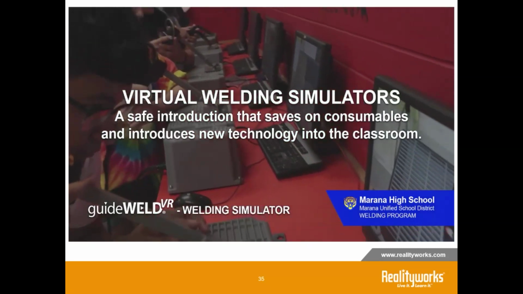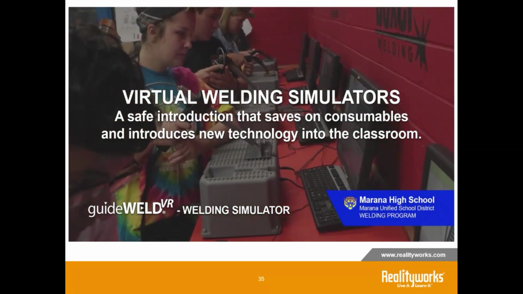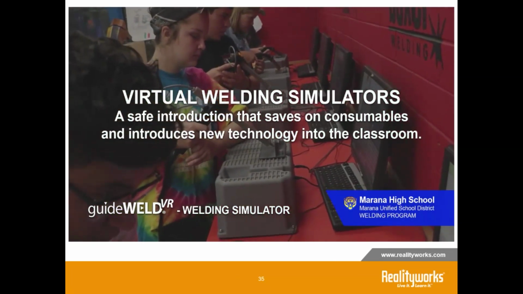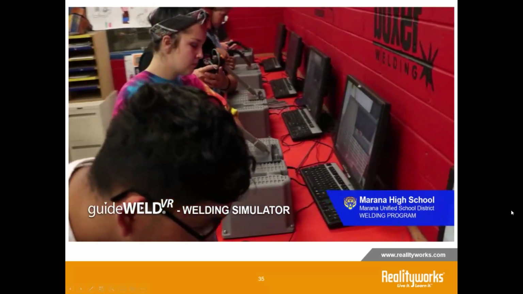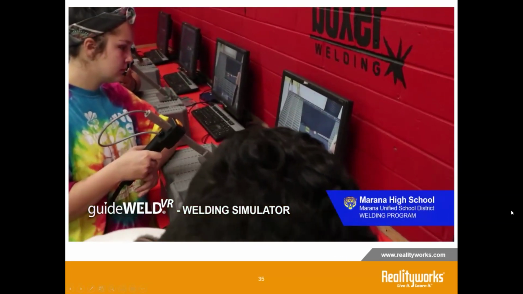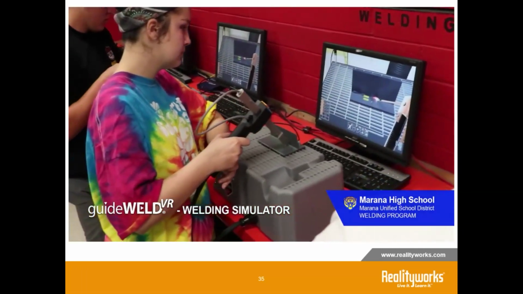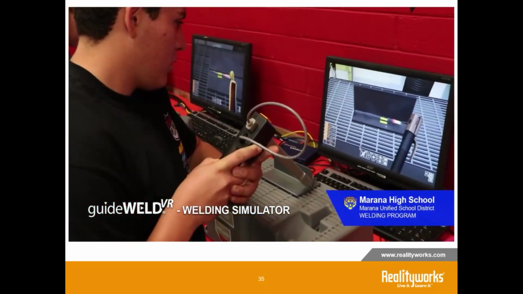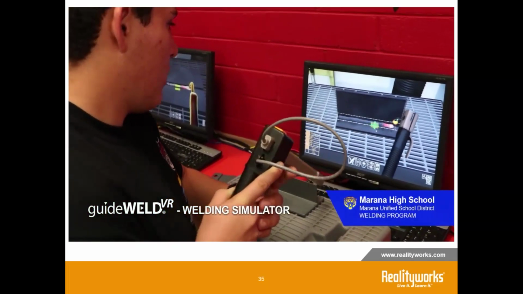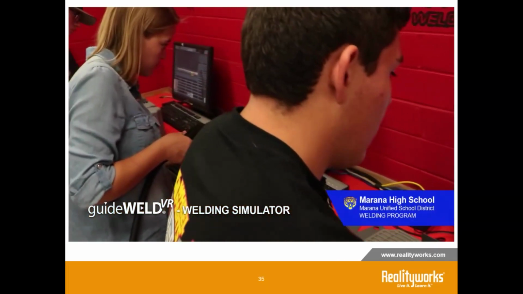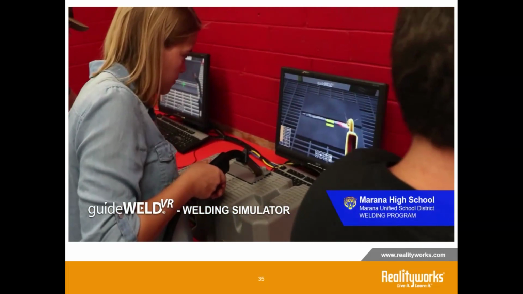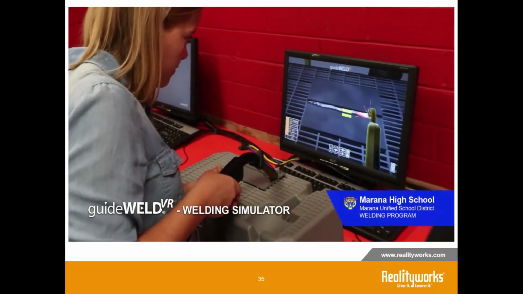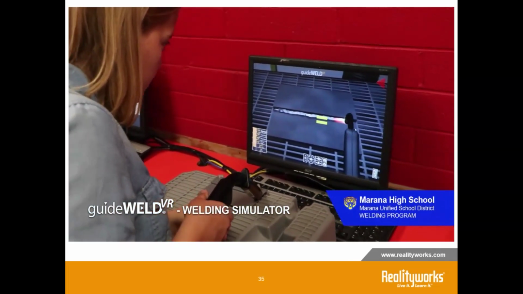GuideWeld VR has really helped me, especially to learn the muscle memory. The thing I like about GuideWeld VR is the golden gun. It shows you the appropriate speed, height, and angle that you use. The guides help me maintain a steady speed. They help me understand where to place my hand so I can turn it a certain way to get into the groove or joint that I'm working with.